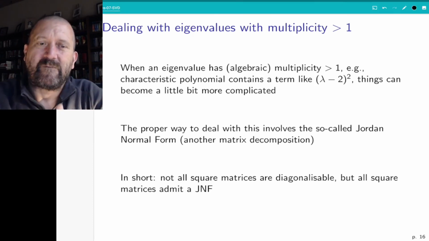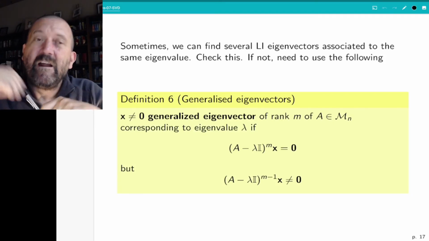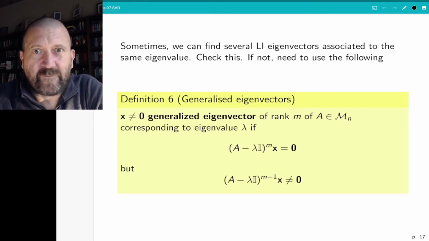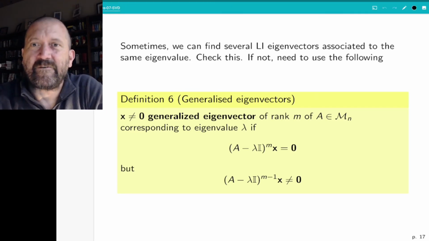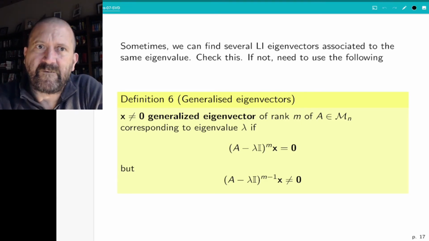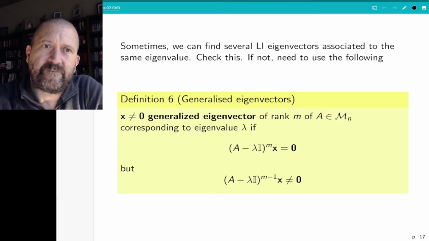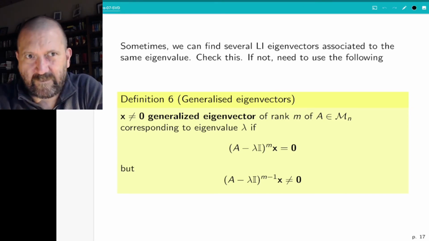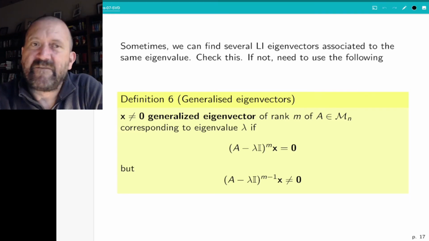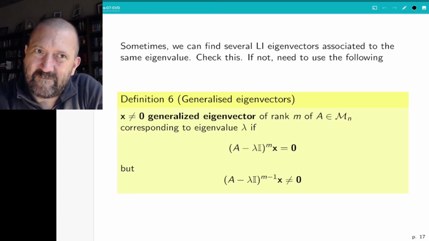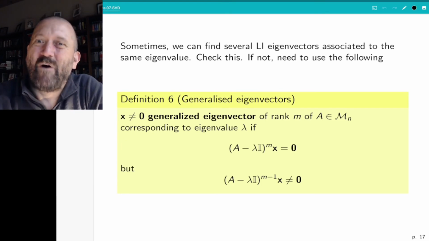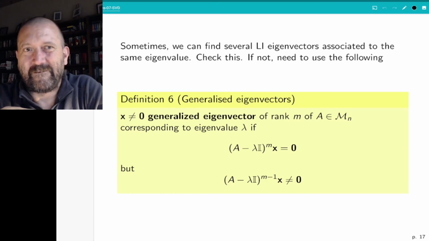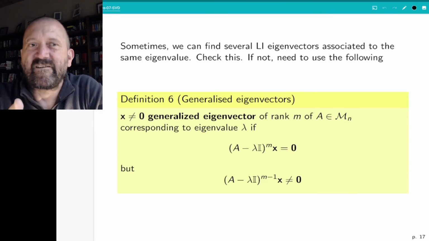So how do we deal with that? There will be times when you pull out an eigenvalue, it's got multiplicity 2, for instance, and you can find 2 linearly independent eigenvectors associated to it. If that's the case, for example, your eigenvalue has multiplicity 2, you find 2 linearly independent eigenvectors, then you can just proceed to the next step. Otherwise, you need to use this definition here, and these are called generalized eigenvectors.